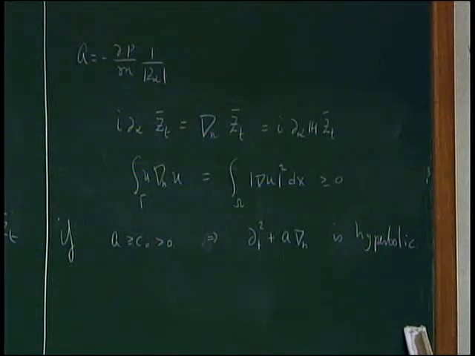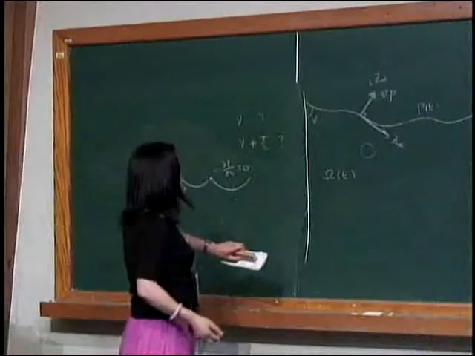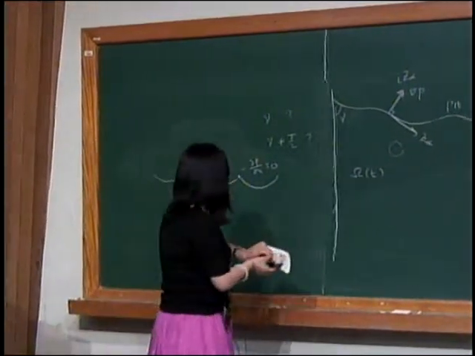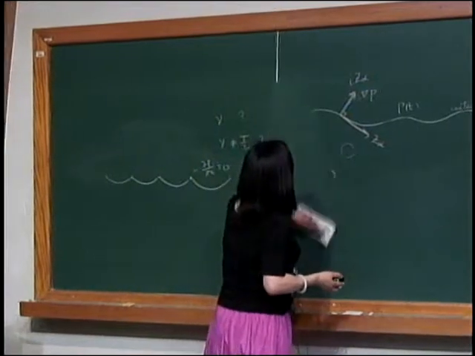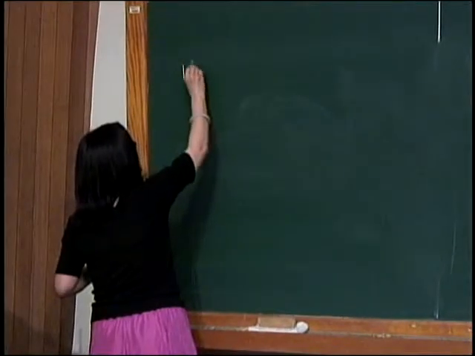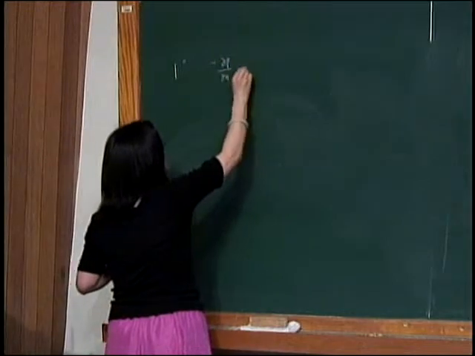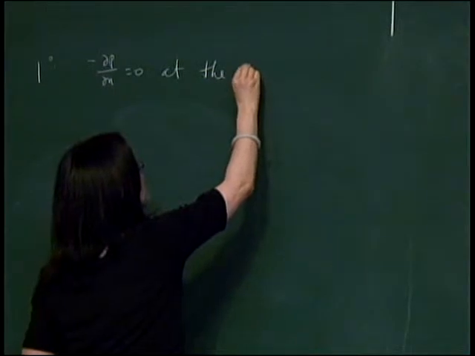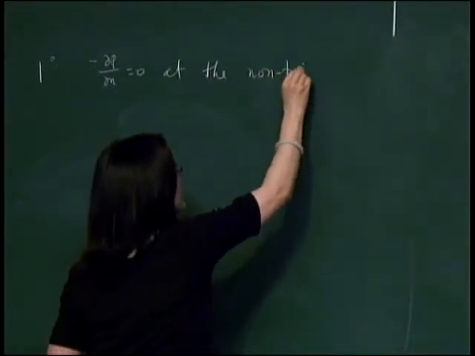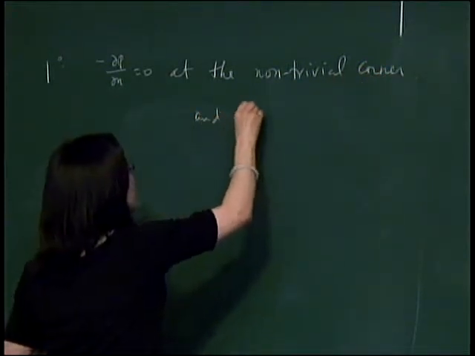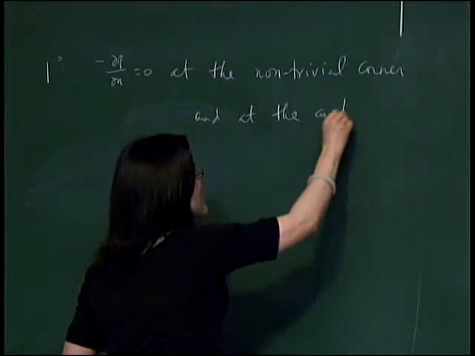Okay, so this is the first difficulty. This is really the main difficulty. So negative dP/dN becomes degenerate at the singularity. So the first difficulty is that minus dP/dN equals 0 at the singularity, at the corner, at the non-trivial corner, and at the angled crest.